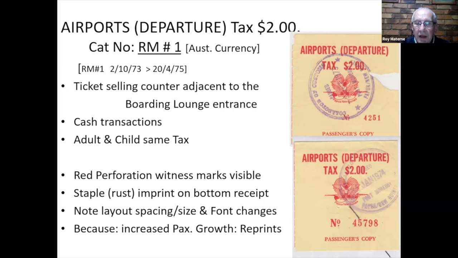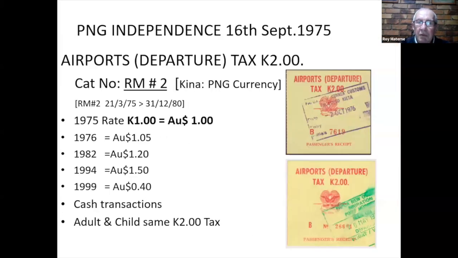The marks on the bottom one, the horizontal diagonal mark, is a staple rust mark, and these labels were stapled to either the ticket or the boarding pass. So that's number one. Number two came in. If you look at the labels, you'll see that they are almost identical, except that it has a 2 kina currency instead of Australian dollars.